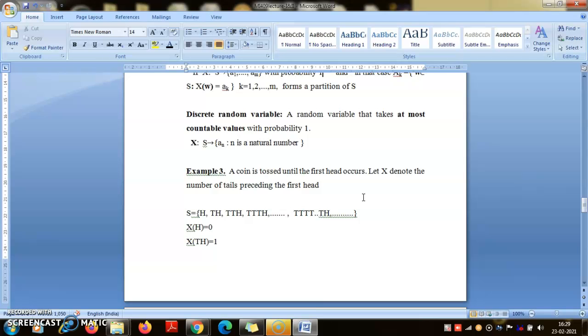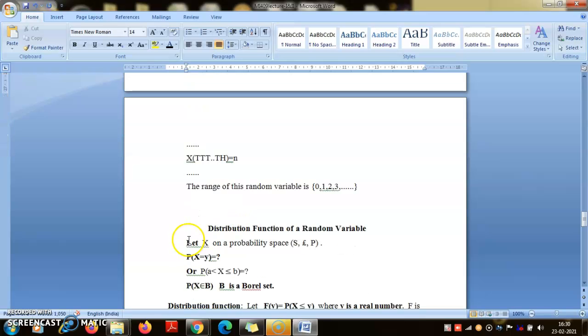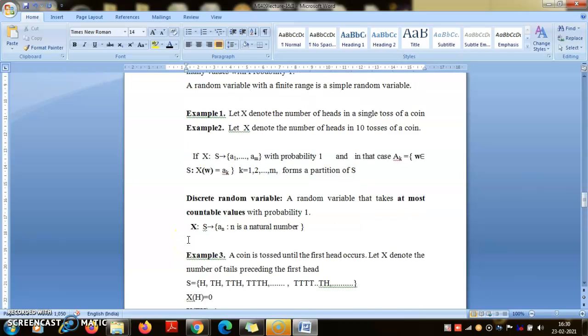Suppose one such example is that a coin is tossed until the first head occurs, and X is the number of tails preceding the first head. This is a familiar example to us; we have seen it in the context of a random experiment having countably many outcomes. So for H, X will be 0 because there are no tails, for TH it will be 1, for TTH it would be 2, and in this way, for T^n H, n is the number of tails preceding the first head.